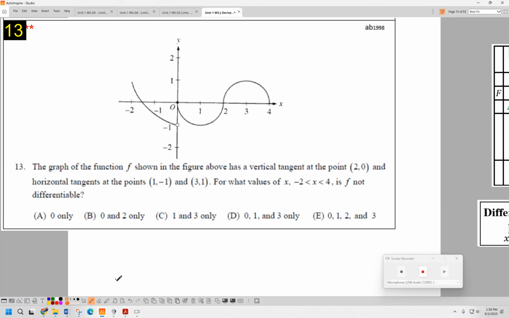Okay, 13. Key thing is make sure you know what you're looking at. It says the graph of f is shown. As I mentioned, they don't always label the graph, so read carefully. So we're looking at f. It says the graph of f has a vertical tangent at (2, 0). So right here, there's a vertical tangent.